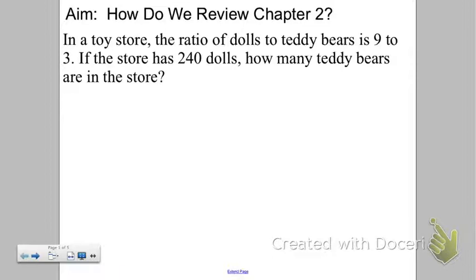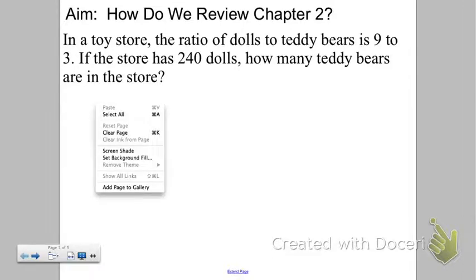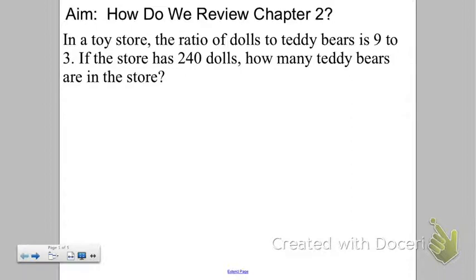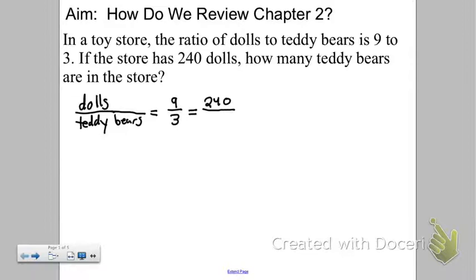So, I'm going to create a ratio. My ratio is going to be dolls to teddy bears. The ratio is 9 to 3. And they tell me that they have 240 dolls, so I could put that with my dolls. And how many teddy bears? I don't know. So I'm going to call that x.